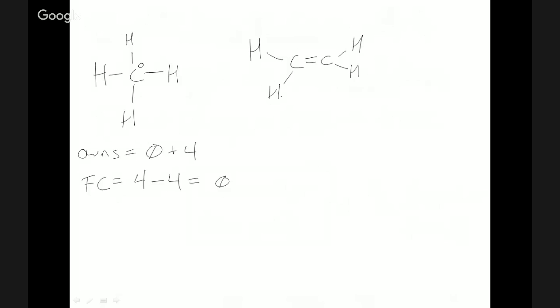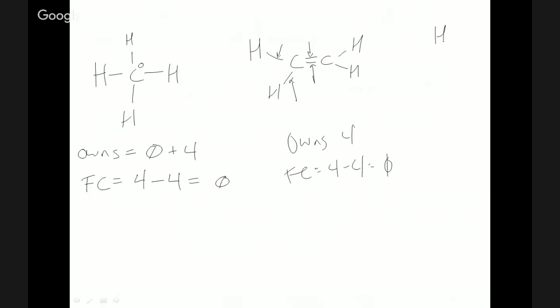Each of these carbons has a formal charge of 0. Why? It has 4 bonds to it. 1, 2, 3, 4 for that carbon. 4 bonds. Its total shared electrons, again, are 8. It has filled its octet by covalent bonding, but it owns 4. Owns 4. Formal charge, again, is 4 minus 4 is 0. So formal charge is 0 on both those.